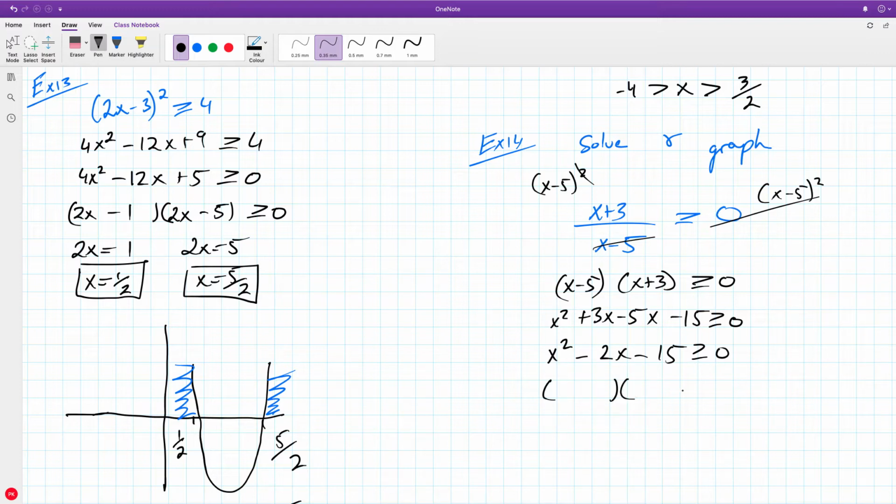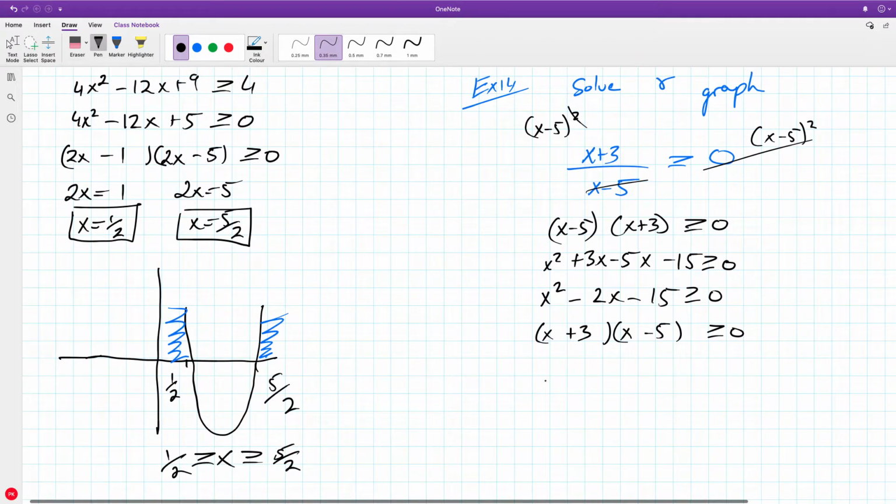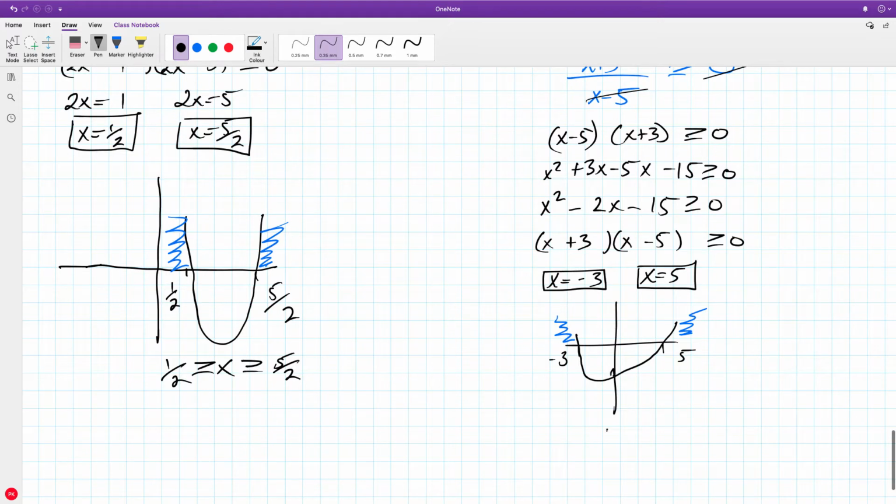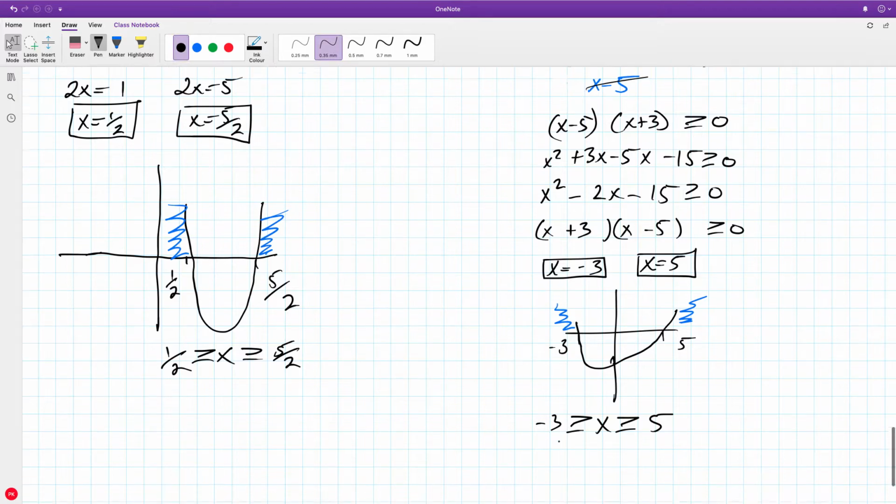Bracket, bracket. x and x, 5 and 3, minus 5 plus 3. That then is x is equal to minus 3, x is equal to 5. Greater than or equal to 0, line down the middle, graph. 5 and minus 3, U-shaped, where it's going to be greater than or equal to 0 out here and out here. x is greater than or equal to 5 and less than or equal to minus 3. Happy with that? Right, slightly harder one of those.